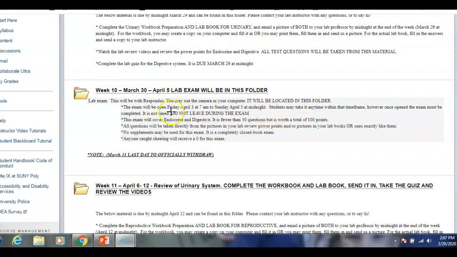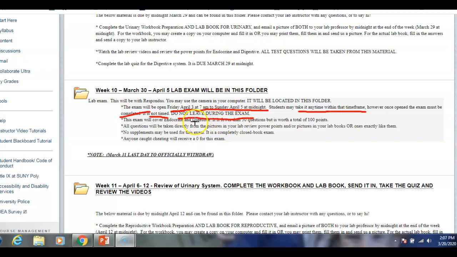It'll be open, and listen, this is important: Friday, April 3rd to April 5th at midnight. You can take it any time within that time frame. However, once opened, you need to complete it. It's not timed, but don't leave during the exam, because it is a forced completion. You can't leave during the exam because we need to be able to watch you.